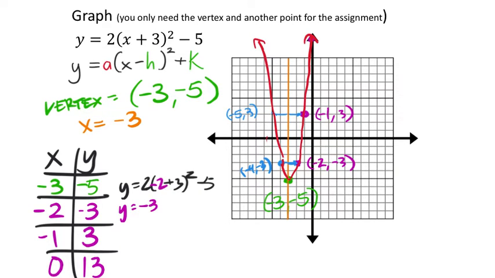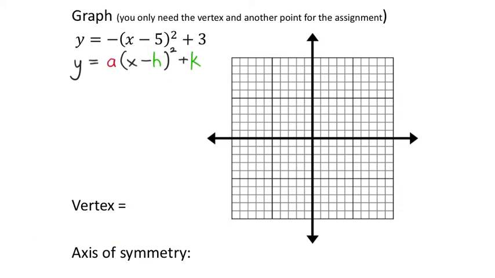But when doing it by hand, you're going to need more than 2 points. So there's our vertex format. And again, if this did not come in its vertex format, we would have to use completing the square, which we haven't done yet, but I assume we will eventually. What I have here is my vertex to start with, and that's good because we need the vertex when we graph these on the assignment. Also for graphing by hand.